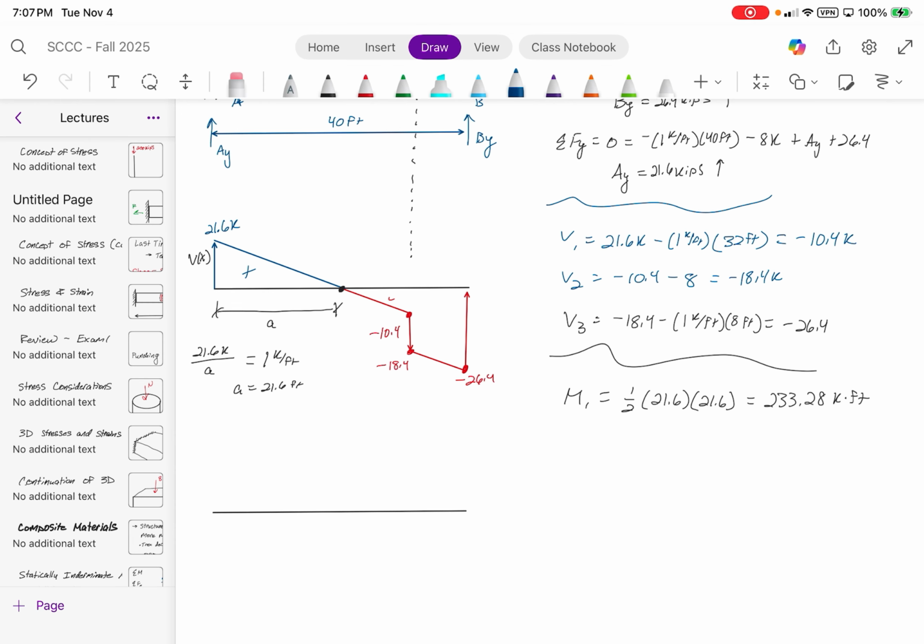How does this look? Linear, quadratic? Quadratic. Concave up or down? Concave down. Like this, right? Yes, that is concave down.